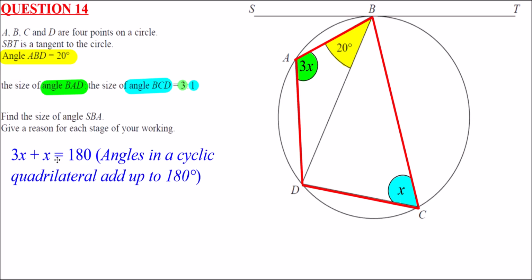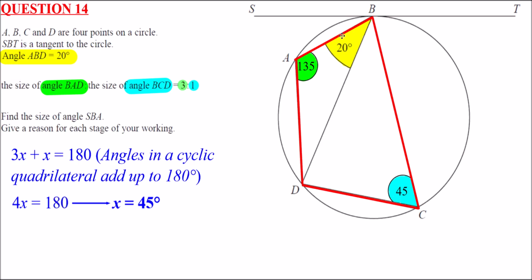We can now solve this very simple equation. So if 4x equals 180, we can then do 180 divided by 4, which is 45 degrees. So x is 45 degrees, therefore 3x will be 3 times 45, which is 135. We can now replace these algebraic x's with the actual values of the angles, because we worked out what x is. So we say goodbye to the 3x and x, and hello to 135 and 45 degrees.